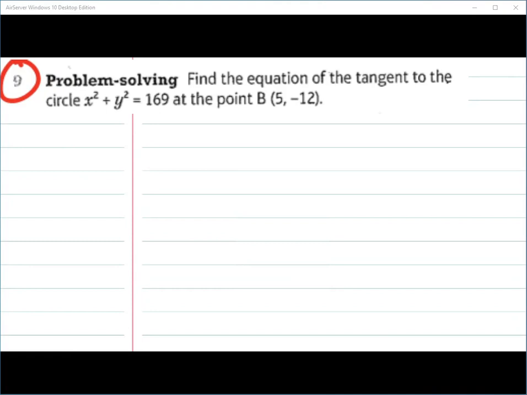Find the equation of the tangent to the circle x squared add y squared equals 169 at the point B, 5, minus 12. Okay, lovely. 5, minus 12. So let's have a little sketch over here.